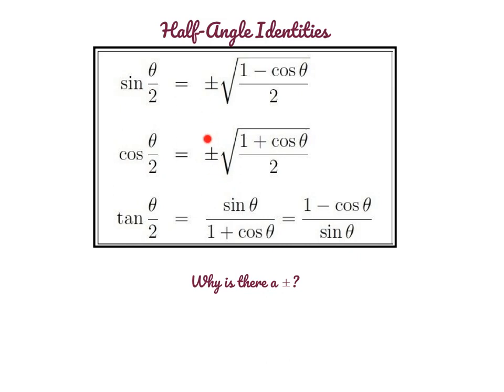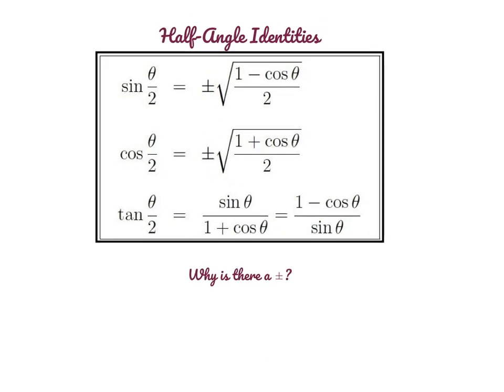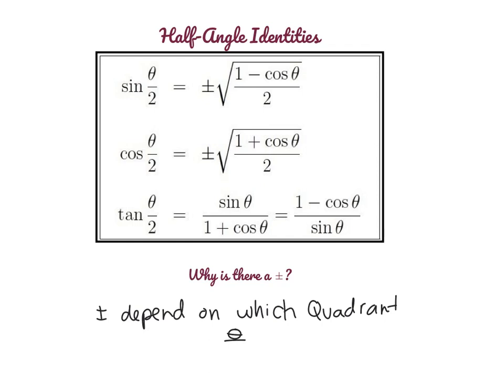So you might be wondering why there's a plus or minus sign in front of your half-angle identities. These are not in here to suggest that you're going to always have them. They're in here to remind you that depending on which quadrant we're in, sometimes our answer will be positive and sometimes our answer will be negative. So the plus or minus is going to depend on which quadrant theta over 2 is in.